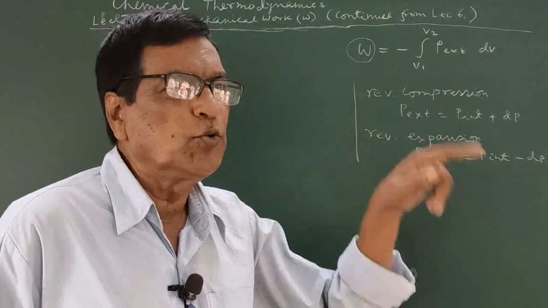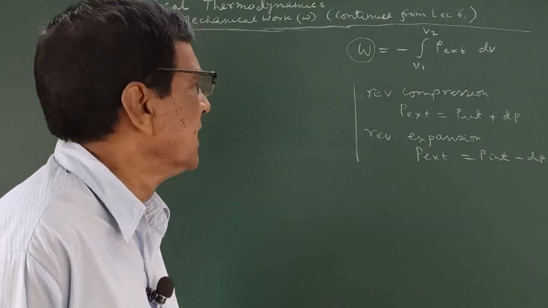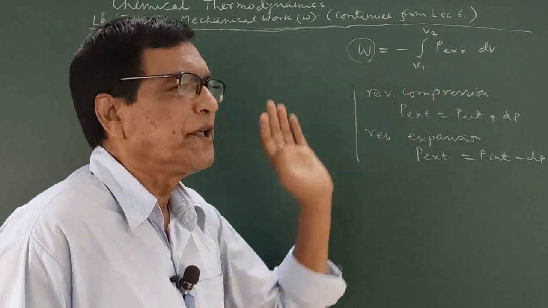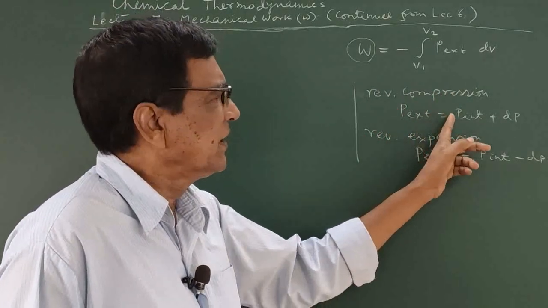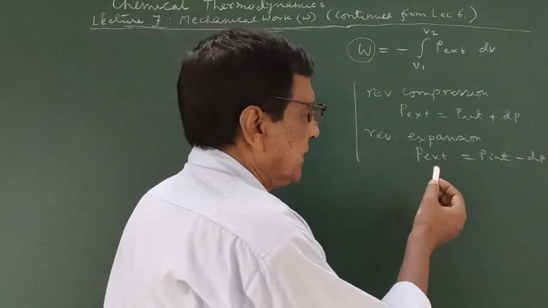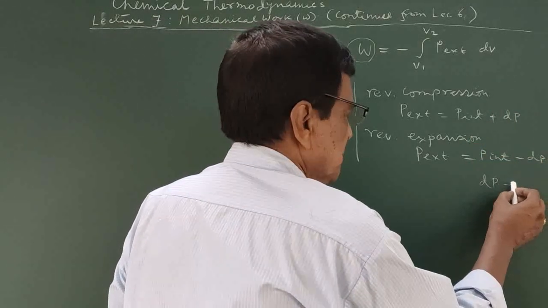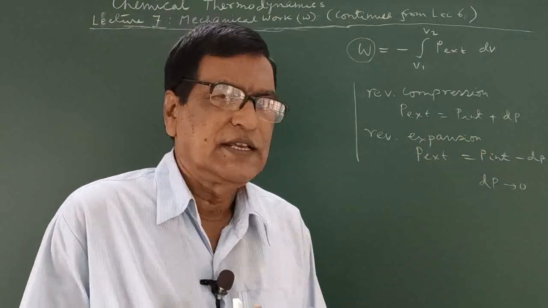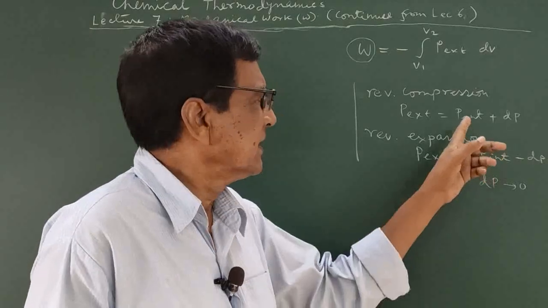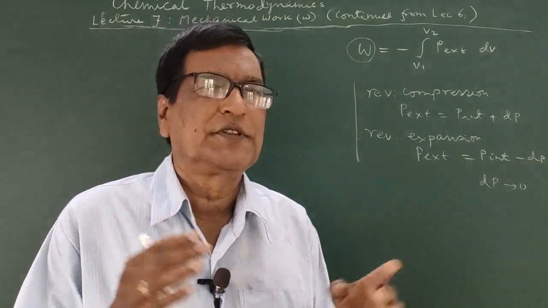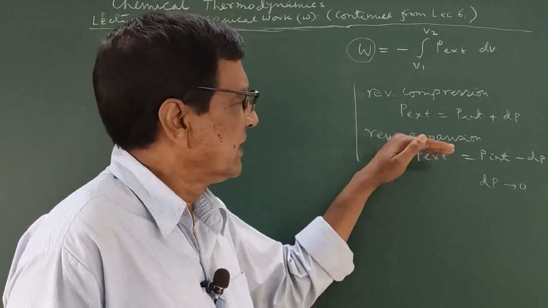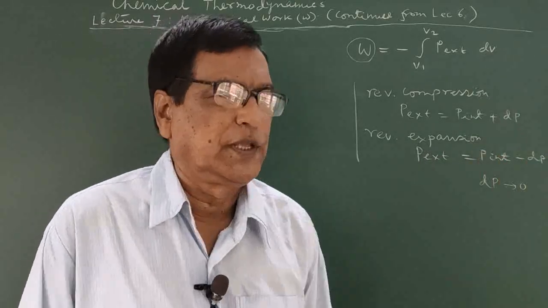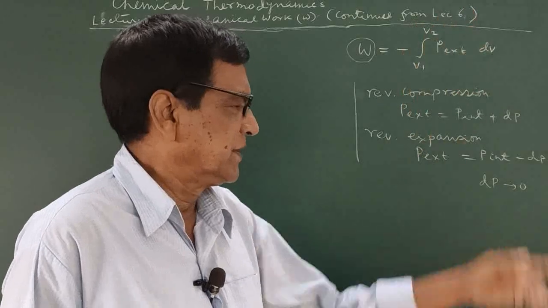This is the IUPAC convention. And whenever a reversible process occurs, say for reversible compression, then P external equals P internal plus dP, and dP tends to 0. So in that case, the external pressure is equal to the internal pressure, or the pressure of this gas. In the case of expansion, P external equals P internal minus dP, and the gas expands.